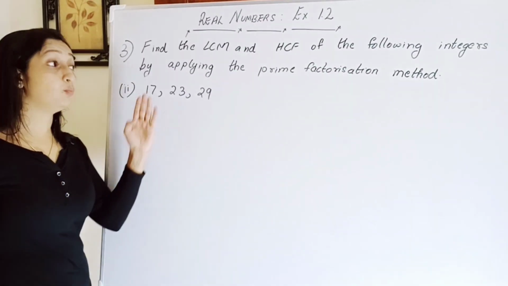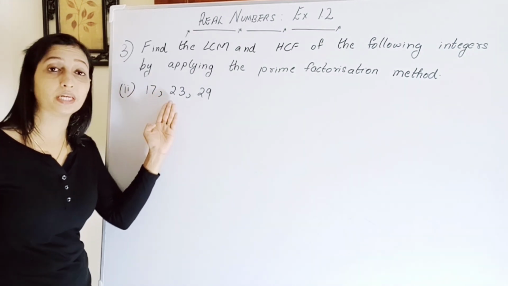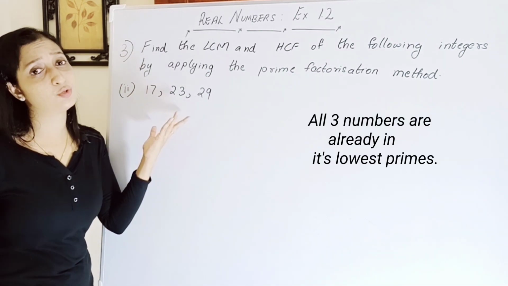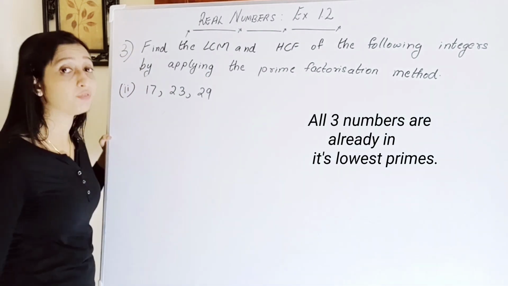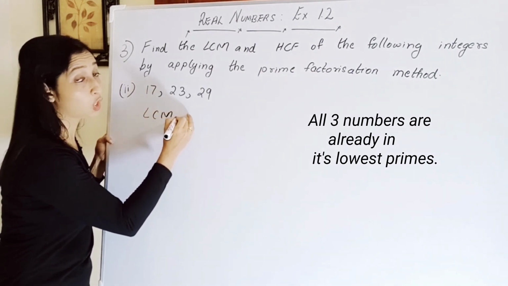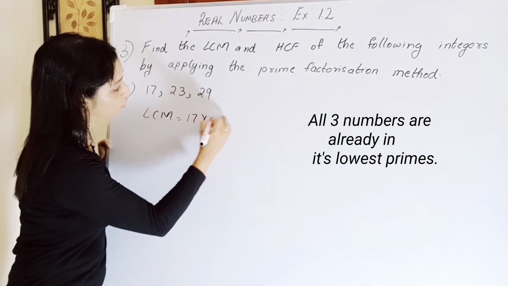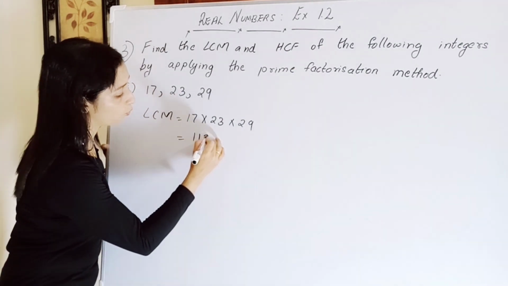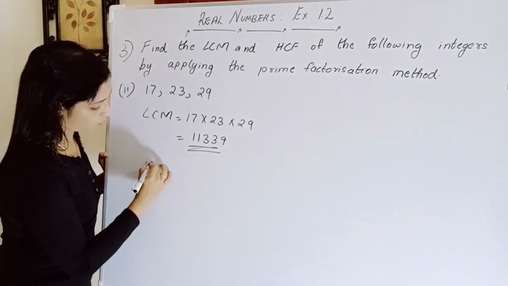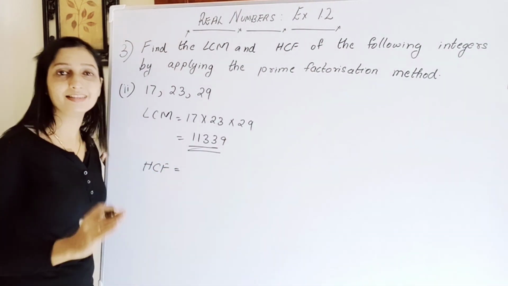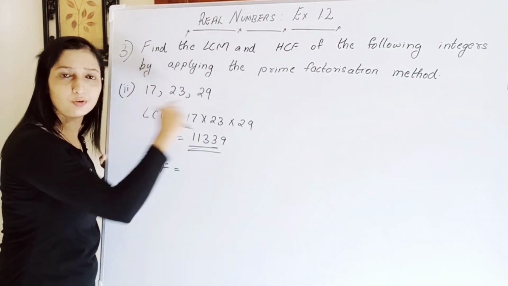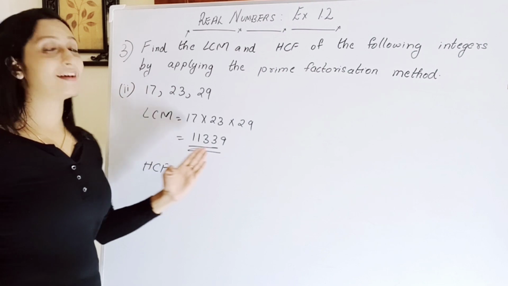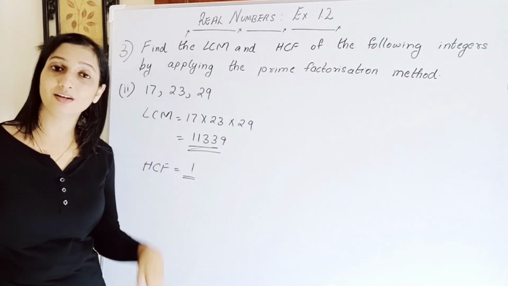Now, this is our second question, which is to find the LCM and HCF of 17, 23 and 29 by prime factorization method. Now, what is the speciality of all these three numbers? There is no need of finding the prime factorization. So, how do you find the LCM? LCM, the least common multiple, is equal to 17 into 23 into 29. You get the answer as 11339. Now, what is the HCF? HCF is the highest common factor. Now, what is the highest common factor of all these three numbers? It is 1. So, HCF is equal to 1. So, this is our LCM and HCF. Now, let's move on to our next question.